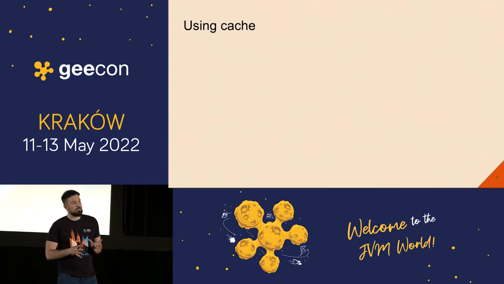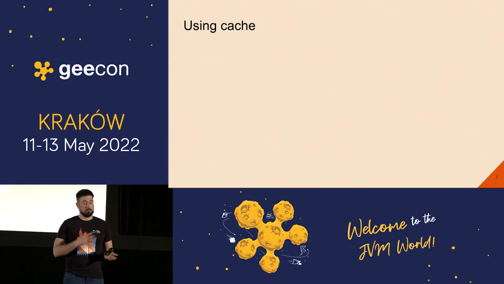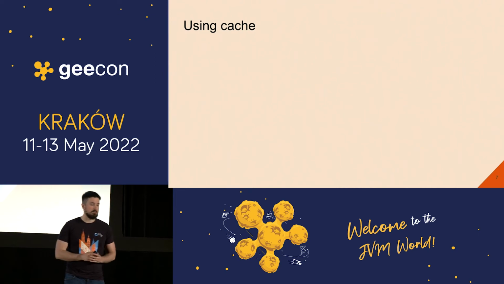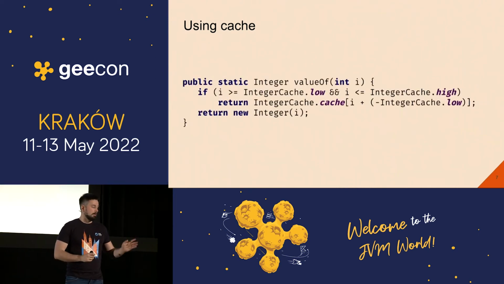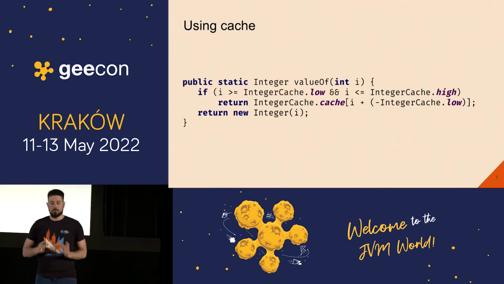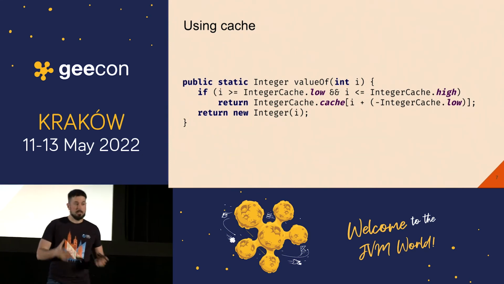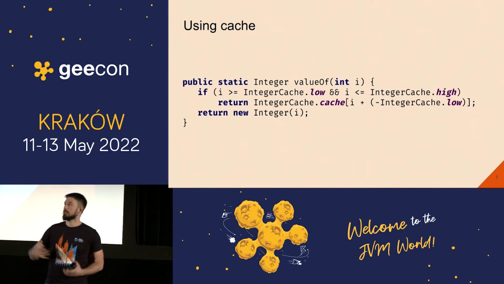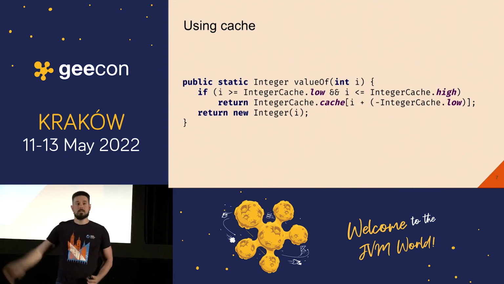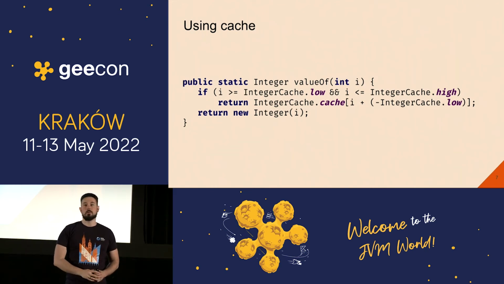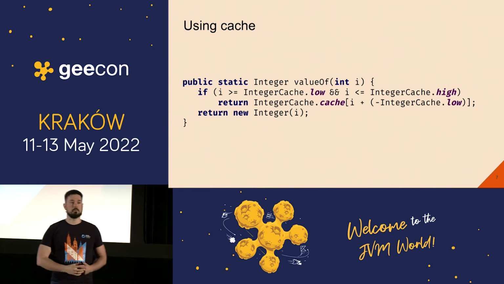Sorry, I spoiled one of my questions, but I have another one. So cache is used on many different layers on JVM. The very popular usage is that integer values, the wrapped values, have a cache, so they are not created in some range of numbers. And now I have a question to you. What's this range of numbers? Do you remember that?